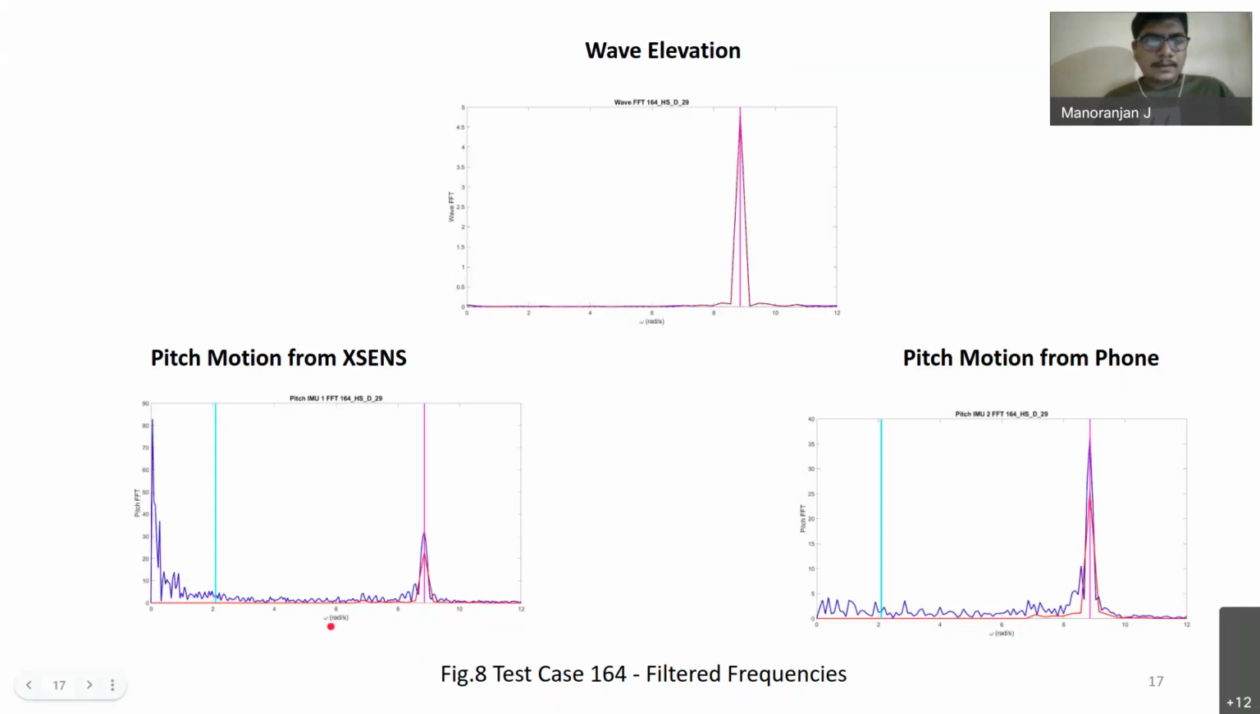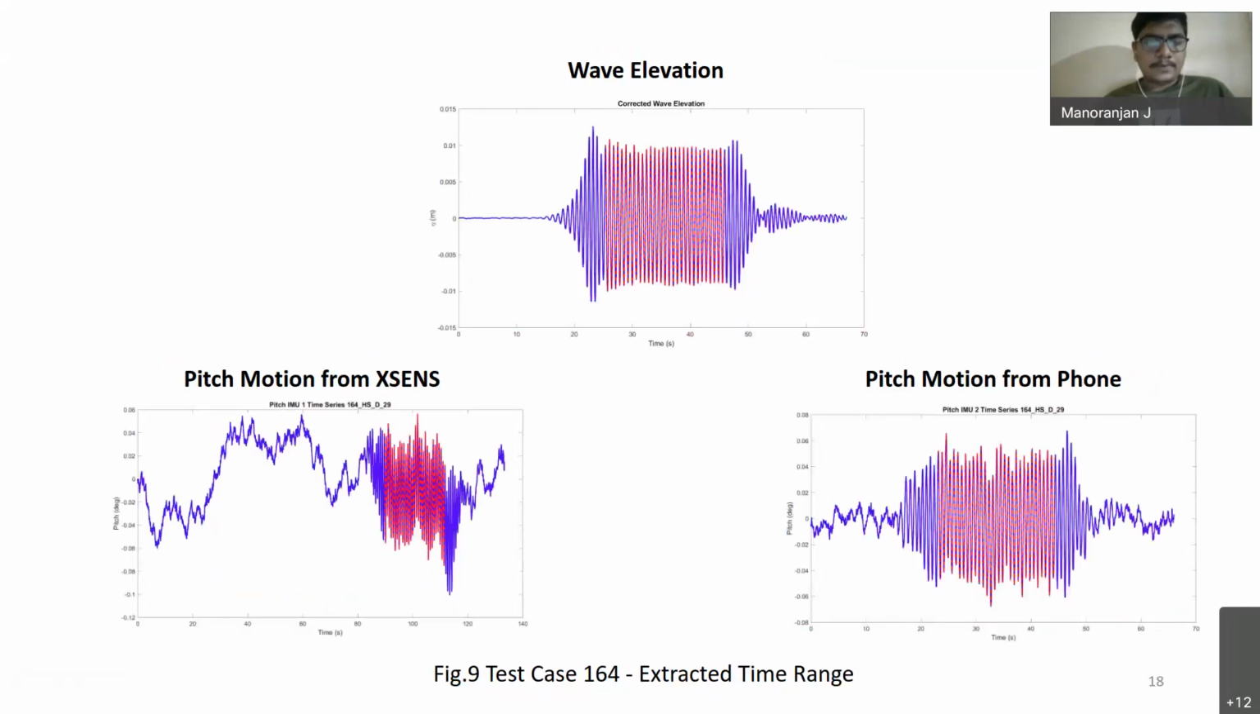Similarly, these two plots that you see in the bottom are from the XN's IMU and the IMU that is from the phones. In this way, we will tend to filter out the irrelevant frequencies, and we reconstruct the time history from the frequencies that we have kept.